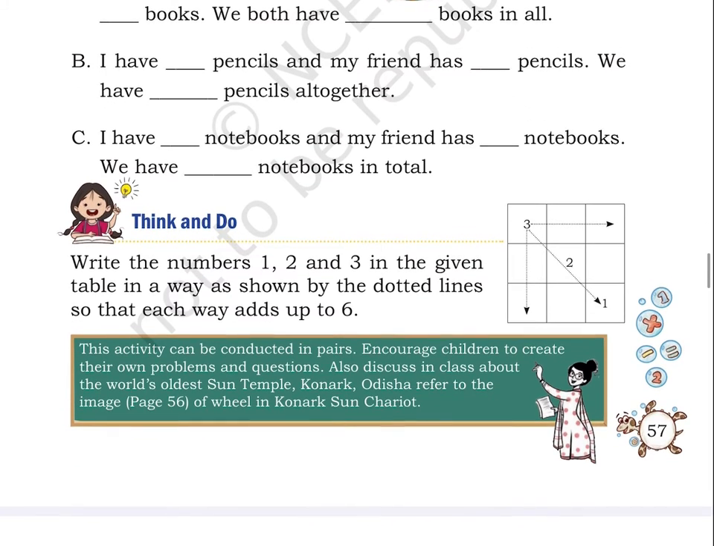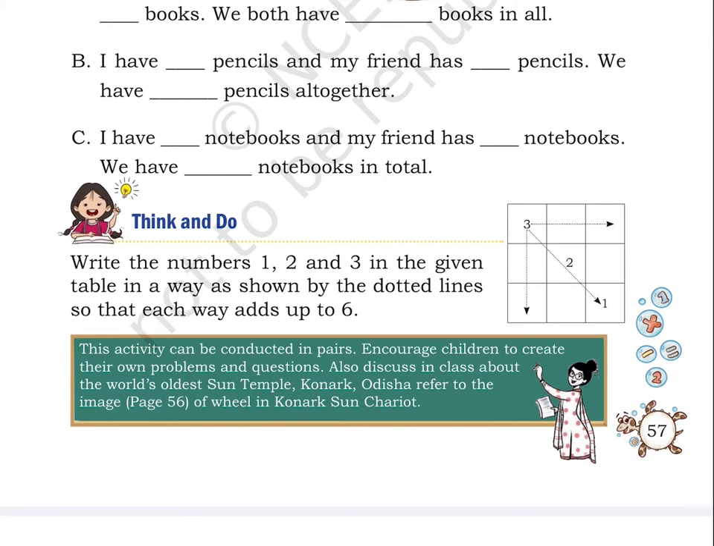Think and do. Write the numbers 1, 2 and 3 in the given table in a way as shown by the dotted lines so that each way adds up to 6. Here on page number 57, there is a table given which has been divided into 3 columns and 3 rows. In the first row, number 3, blank, blank is given. In the second row, blank, 2, blank is given. In the third row, blank, blank, 1 is given.